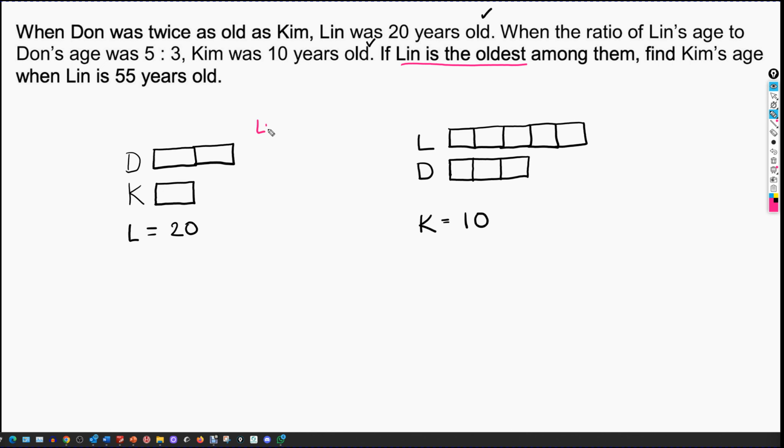So what do we know? We know that Lin is the oldest. Okay. All right. And that is always going to be the case. And right, so the first thing that my pupil did was have a look at this bit. And when he looked at this, he thought, right, okay, well, and he was very excited, raring to go. Don is twice as old as Kim. That must mean that Don is always twice as old as Kim, because he was obviously hoping to figure out something from here. And that's the point at which I stopped him.